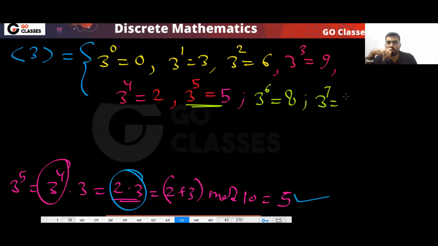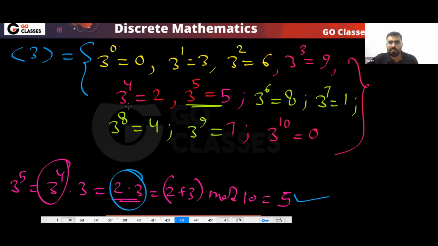That will be 1. 3 power 8, what that will be? That will be 4. 3 power 9, what that will be? That will be 7. And what is 3 power 10? Finally, I will get 0.